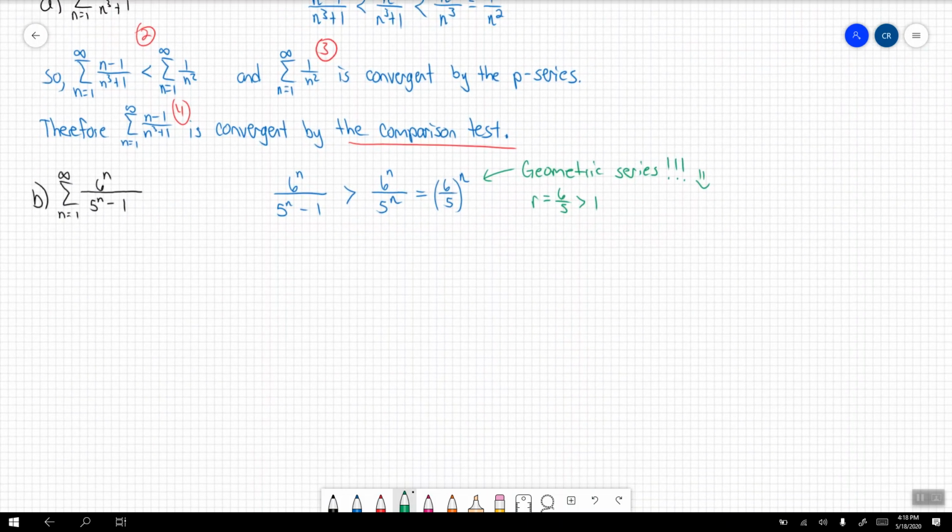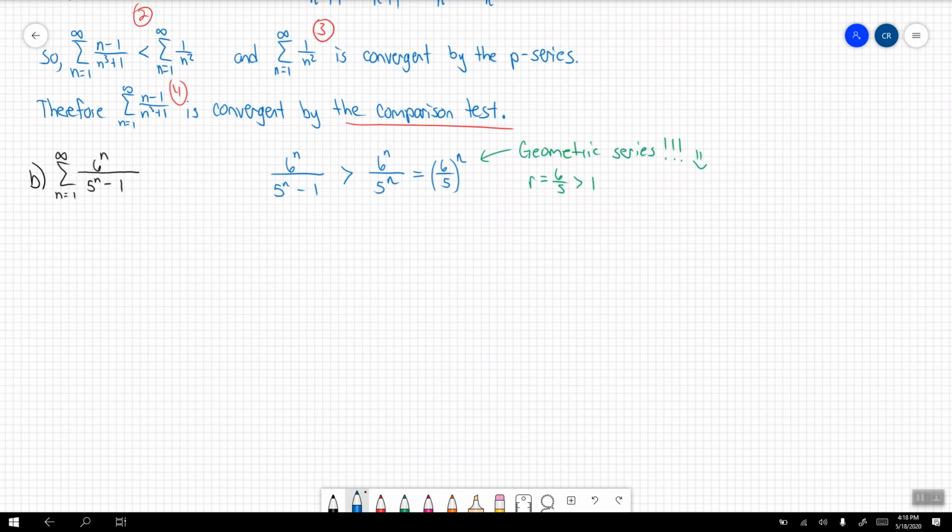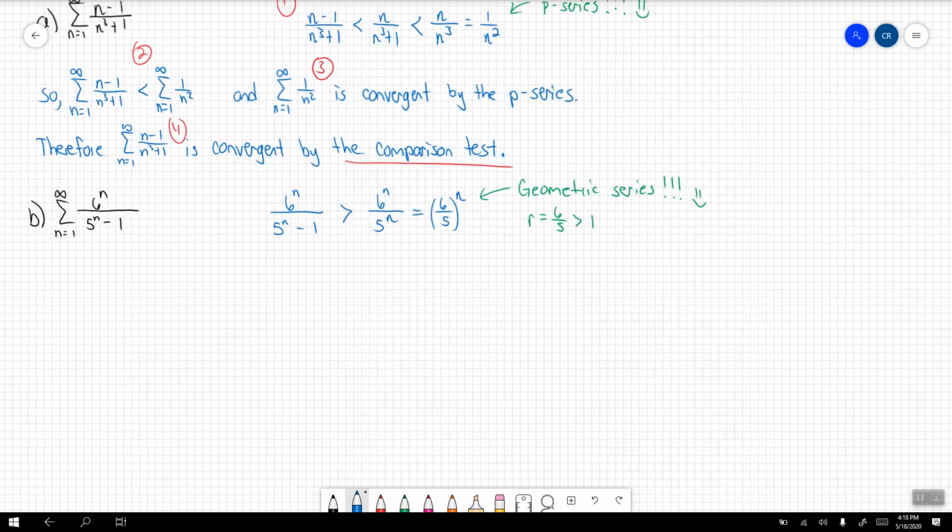So, looking at this here, I'm now going to start summarizing. All right, so I'm going to say, my series for n is equal to 1 of 6 to the power of n divided by 5n minus 1 is greater than my series beginning at 1 of this geometric series, 6 over 5 to the power of n. All right, not too bad.